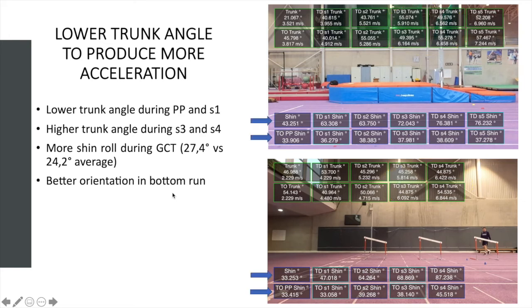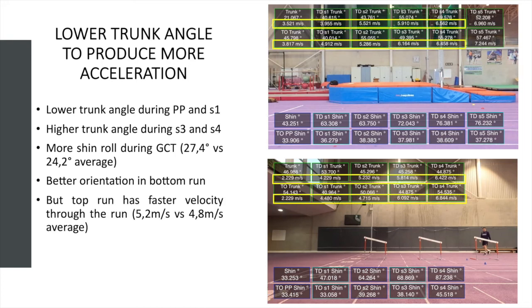Also, we can see more shin roll during ground contact time in the top run. As an average of the shin roll, the athlete in the top run has a roll of 27.4 degrees versus a roll of 24.2 degrees as an average for the bottom run. So actually the orientation is better for the athlete in the bottom run. But the top run has faster velocity throughout the run. Actually, the average velocity through these first 5 steps is of 5.2 meters per second for the athlete in the top run, and it is of 4.8 meters per second in the bottom run.